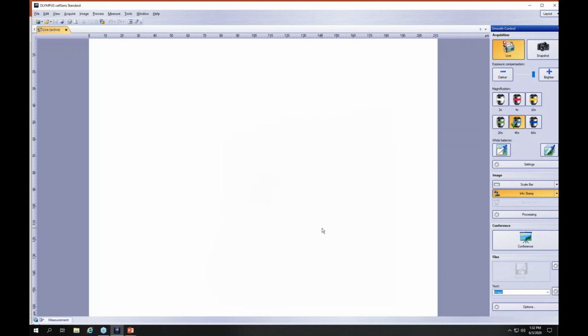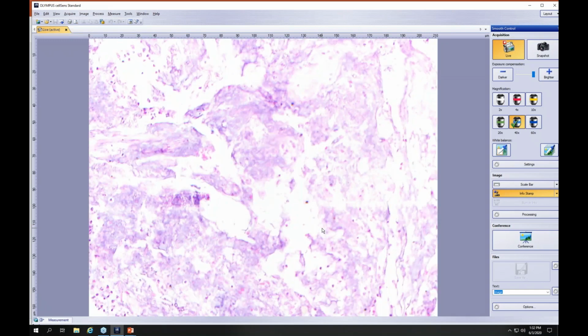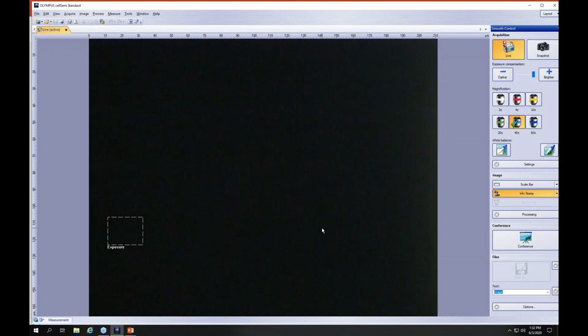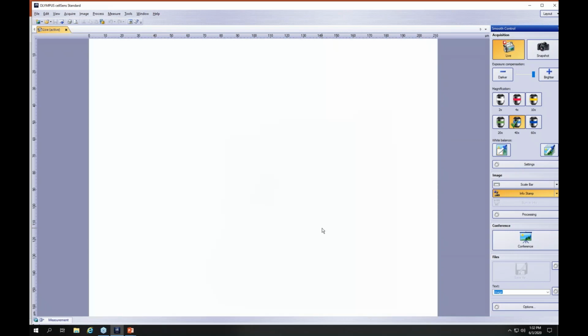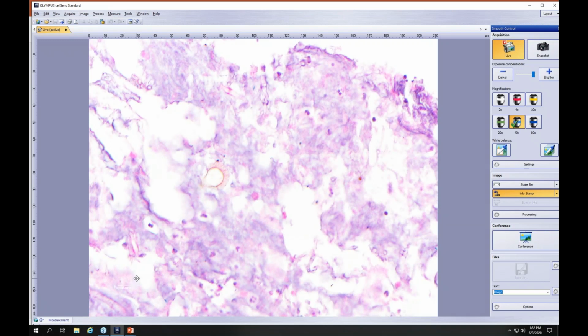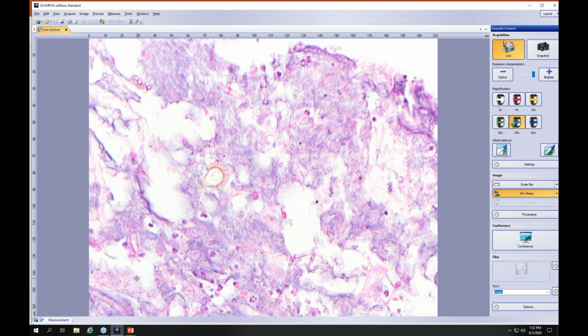On cell block, very necrotic material, you can see here. Some inflammatory cells and some necrosis. See it a little bit better. I think there's some things lying in the background.